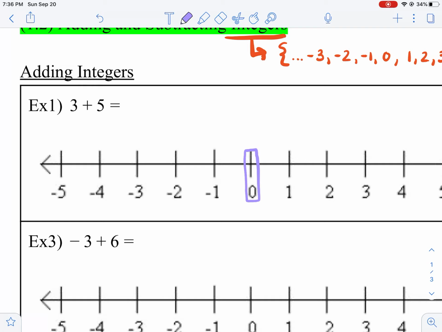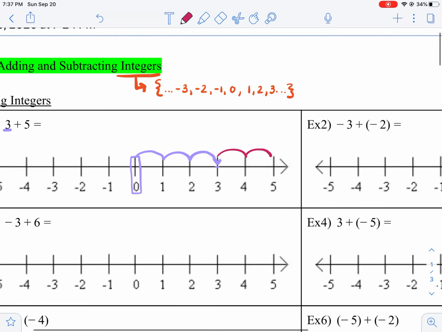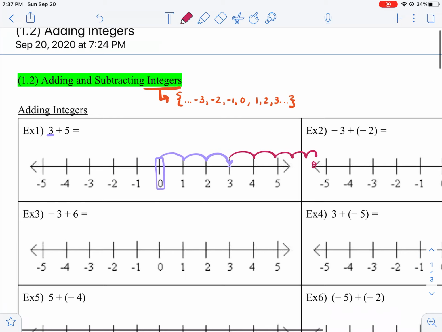So if I have 0, and I always like to put money on it because it's easier to think about. If I have $0, that's what I'm starting with, then I have $3. So I'm gonna go to 3. 1, 2, 3. And right now I'm at 3. And it's saying from 3, add 5. Okay? So what I'm going to do is I'm going to add 5. 1, 2, 3, 4, 5. And we end up at 8.